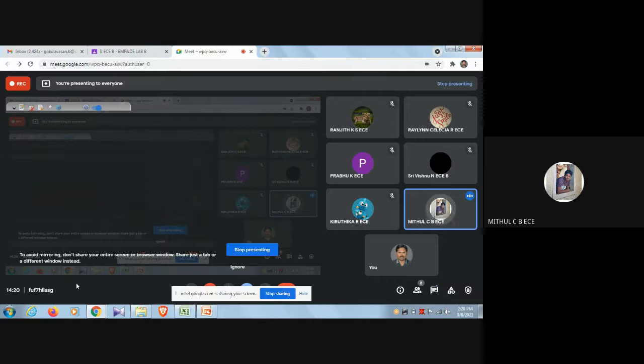Boron, indium, or gallium. Okay, good. Thank you, Mithul. So boron is the basic material. For example, I can say boron and indium will form the basic material for a p-type material. We can say that it must be p-type.